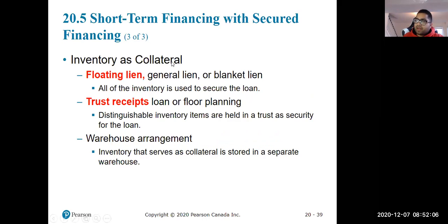Then you can keep inventory as collateral. It can be a floating obligation or a blanket obligation, where all inventory is used as collateral, or it can be trust receipts or floor planning. So inventory items are held in a separate trust as security for a loan. Or it can be a warehousing arrangement, where inventory is kept as collateral in a separate warehouse and then the bank gives you the money against that.